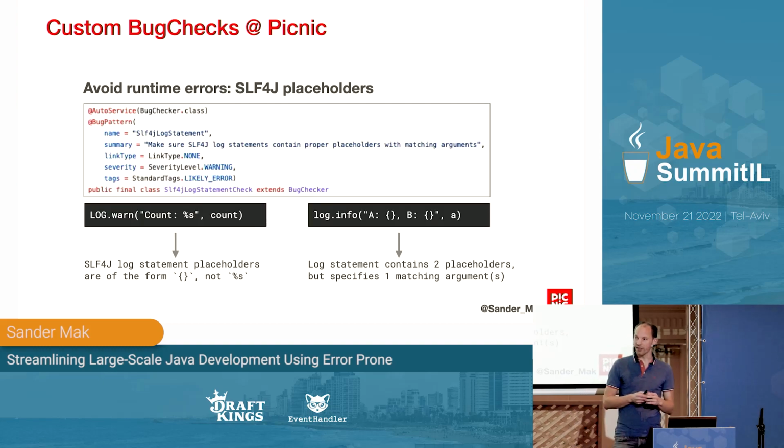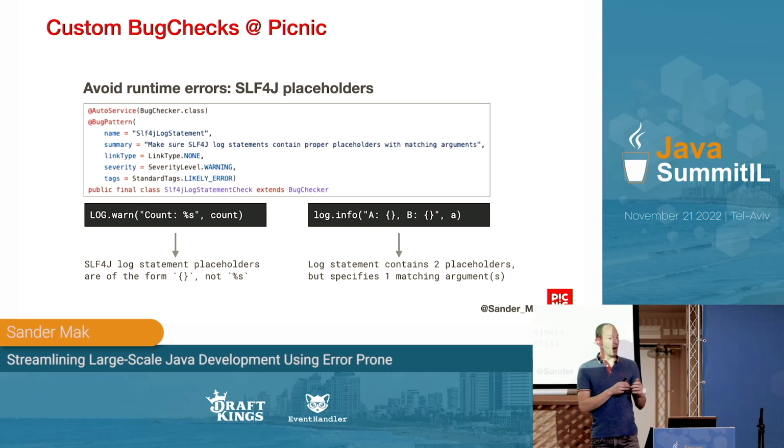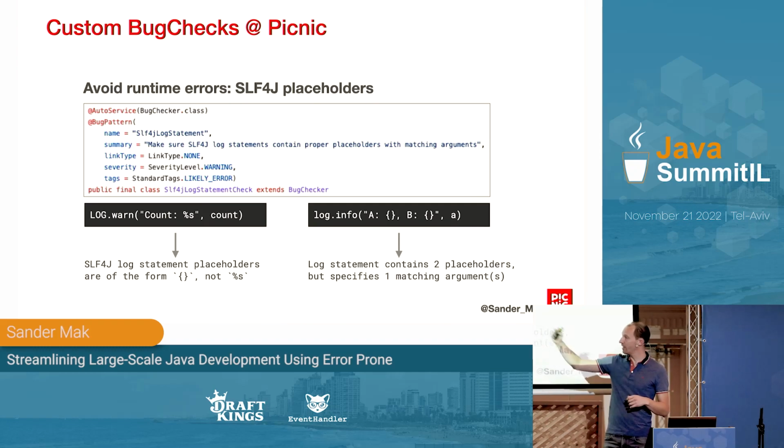Another area where we can benefit from Error Prone bug checks is by looking at API users and spotting errors that might otherwise occur at runtime and try to prevent them at compile time. So one example is our use of SLF4J. We use this as a logging library, and as you probably know, it uses the curly braces as a placeholder syntax. But sometimes people get confused, and they instead use the %s, which is the standard Java formatting placeholder, and hope that it works, which of course it doesn't.